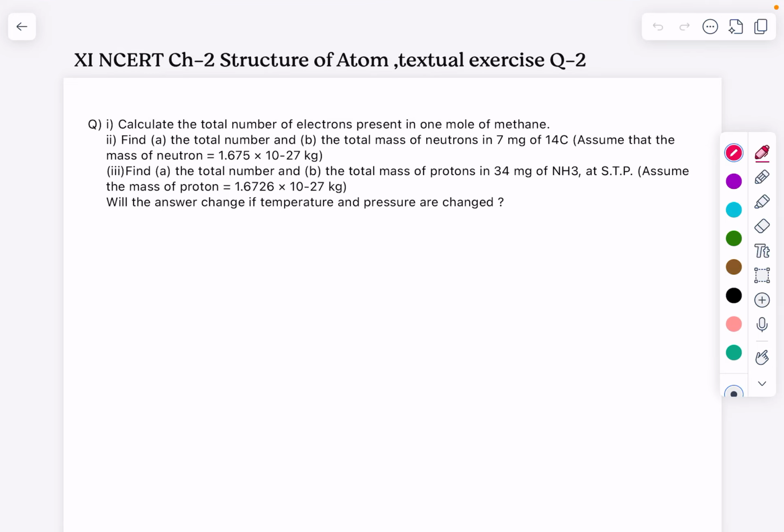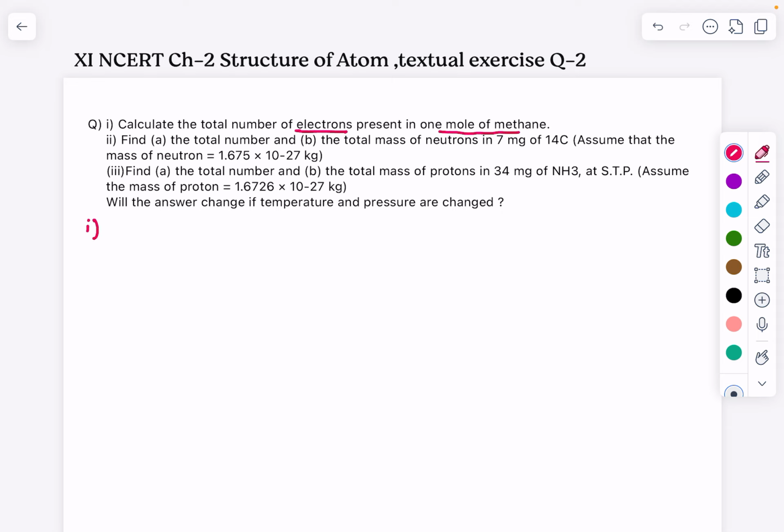Okay students, let us try to solve this question. The question is, calculate the total number of electrons present in 1 mole of methane. Okay, so this is the first question about methane. So let us try to solve the first part of the question.